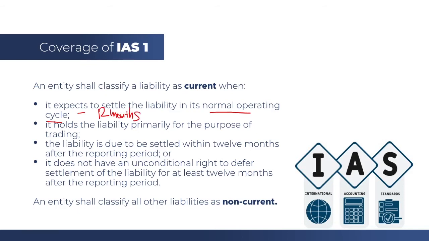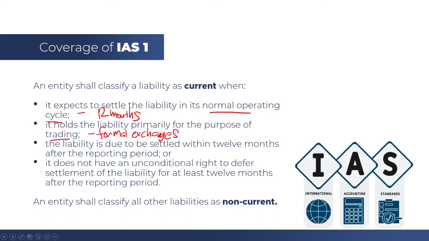The second one is that the entity holds the liability primarily for the purpose of trading. This definition relates mainly to liabilities that are traded in formal exchanges. If we have these types of liabilities, we expect to settle them in the short term, sometimes even a few days, and they are valued at fair value.